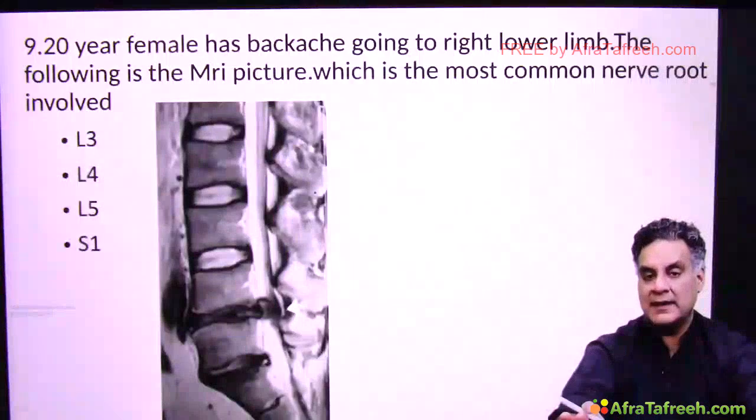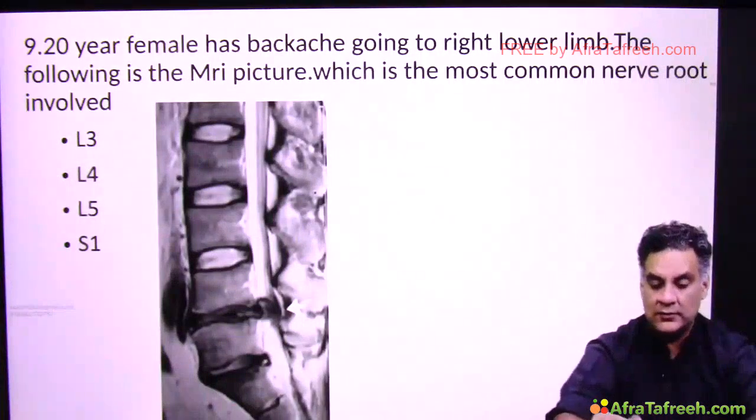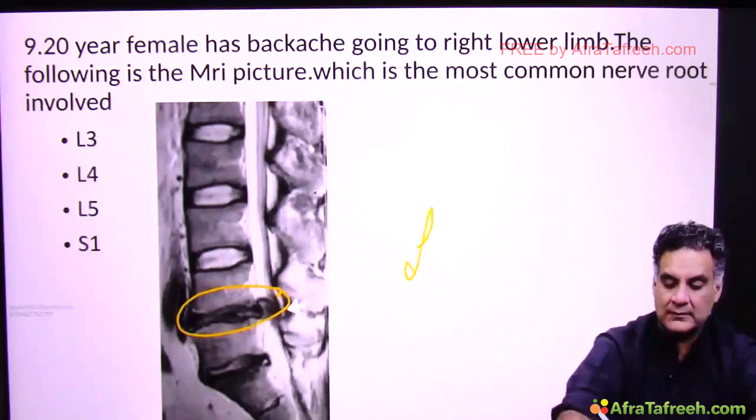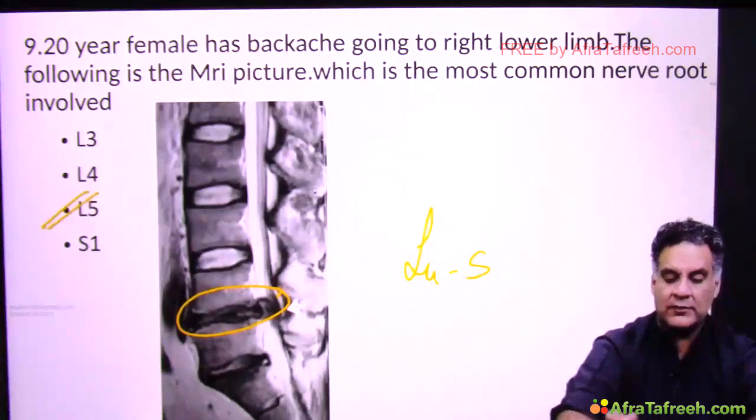A female has a backache. This prolapse, which nerve root? So this is L4-5 disc. So L5 nerve root will be involved.